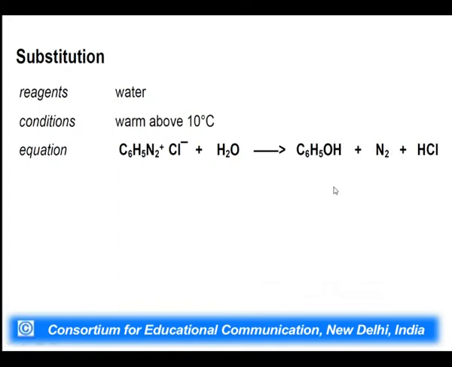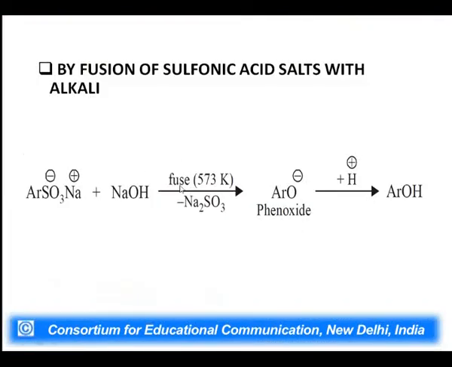So this is also a good method for preparation of phenol, but mostly phenol is prepared by reaction of benzene with propene, that is by the cumene method. The last method that we are going to discuss today for preparation of phenol is from sodium salts of sulfonic acid. The sodium salt of benzene sulfonic acid is fused with NaOH at 573 Kelvin when we get sodium phenoxide, and this sodium phenoxide on acidification results in formation of phenol.